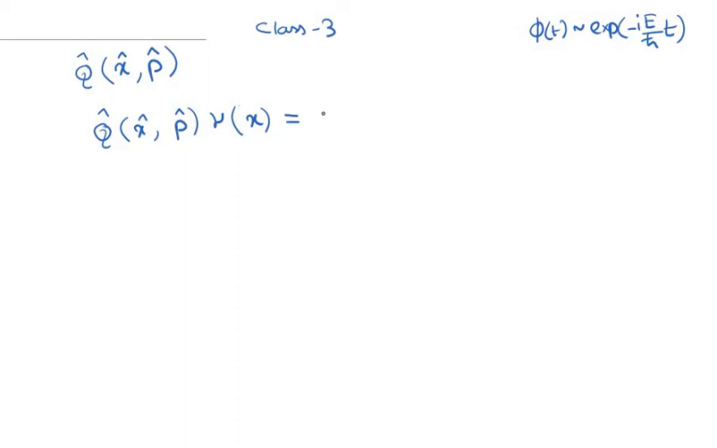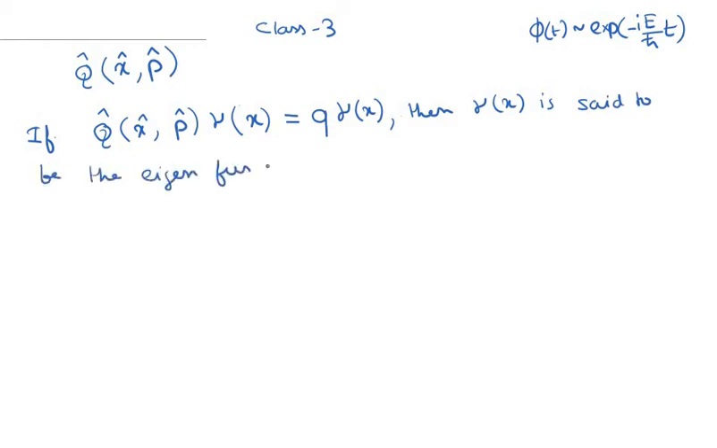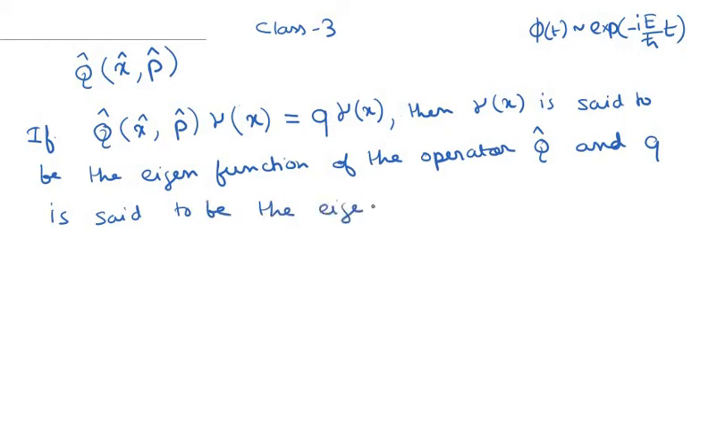Let us say q operates on a wave function gamma(x), then if it produces a number q times gamma(x), so if this operator q acts on a function gamma(x) and it returns this number q times gamma(x), then gamma(x) is said to be the eigenfunction of the operator q, and q is said to be the eigenvalue corresponding to the eigenfunction.